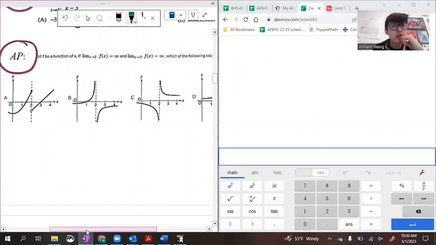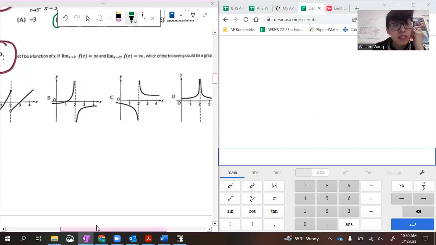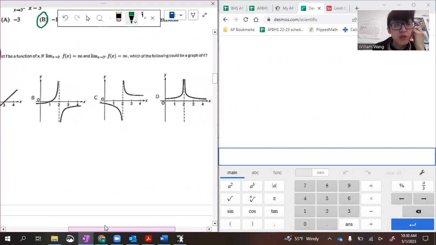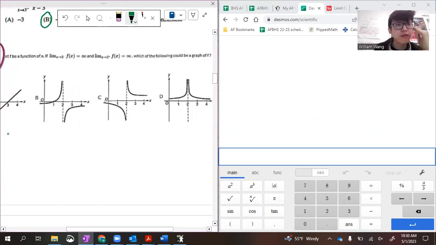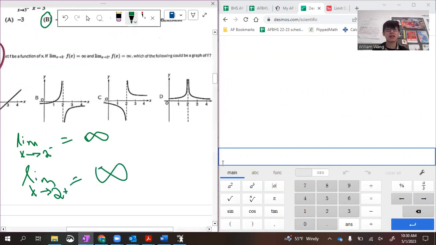Let f be a function of x. If the limit as x approaches 2 from the left is equal to infinity and the limit as x approaches 2 from the right is equal to infinity, which of the following could be the graph of f? So this is what it's saying. I know the writing is small, so let me write it out. Limit as x approaches 2 from the left is equal to infinity. The limit as x approaches 2 from the right is also equal to infinity. So what are they saying exactly?